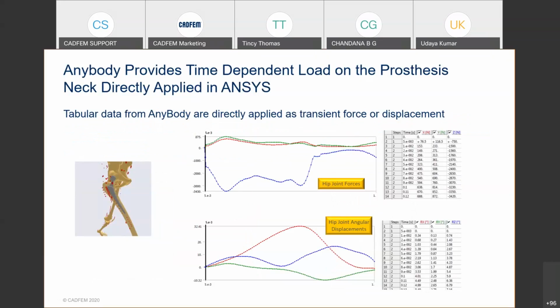There is also a tool called AnyBody, from which you will get data on how the forces vary in these joints and how much force is coming to each bone. We can take that data and input it in a time-varying way. We can input the forces as time variations and see how much stress there is, or how the implant is behaving inside.